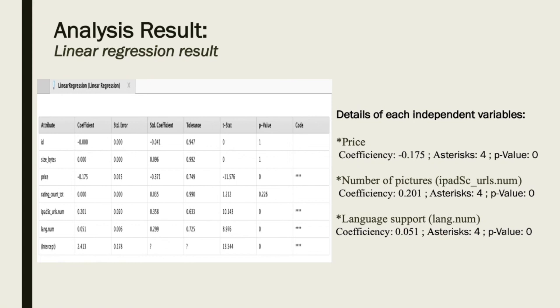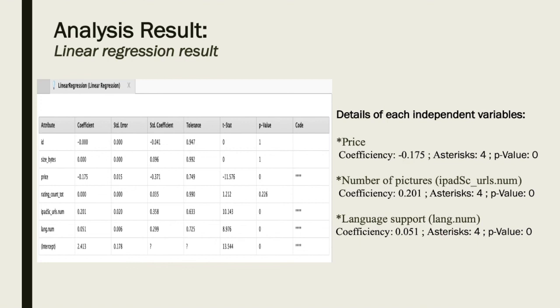We will further discuss the independent variables that affect the dependent variable, referring to the figure. The first one is price. According to the linear regression results, the coefficient value of price is negative 0.175. That indicates there is a negative correlation between price and user rating. A higher price usually relates to a lower user rating. Furthermore, 4 stars in the code column also indicate it has a high impact on the dependent variable.